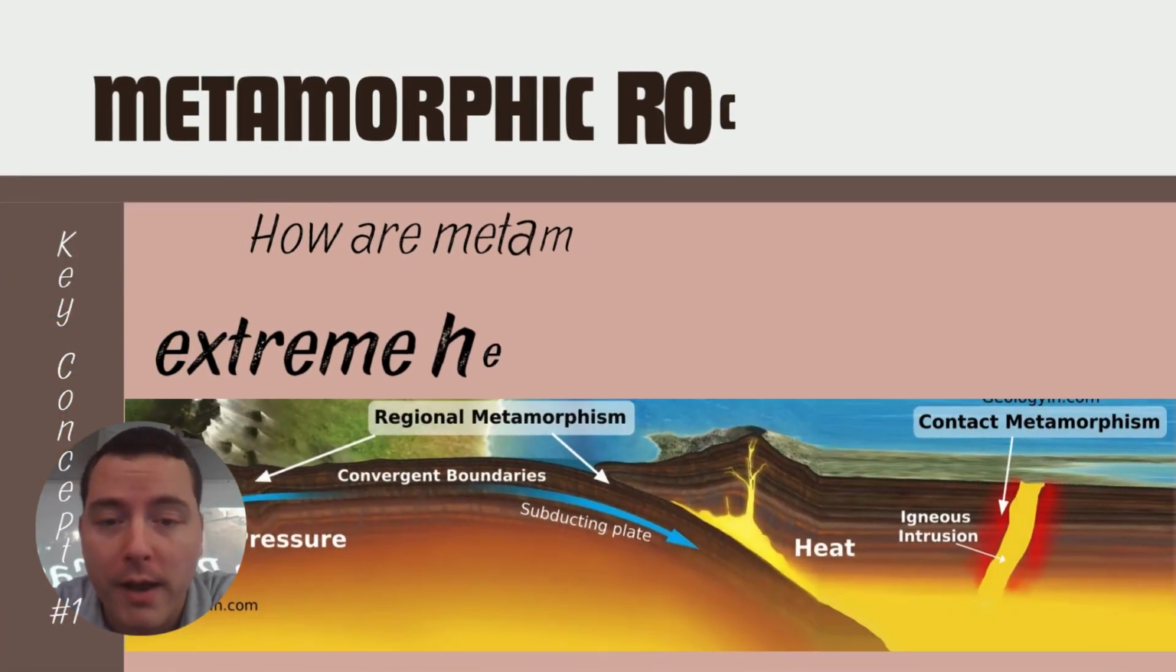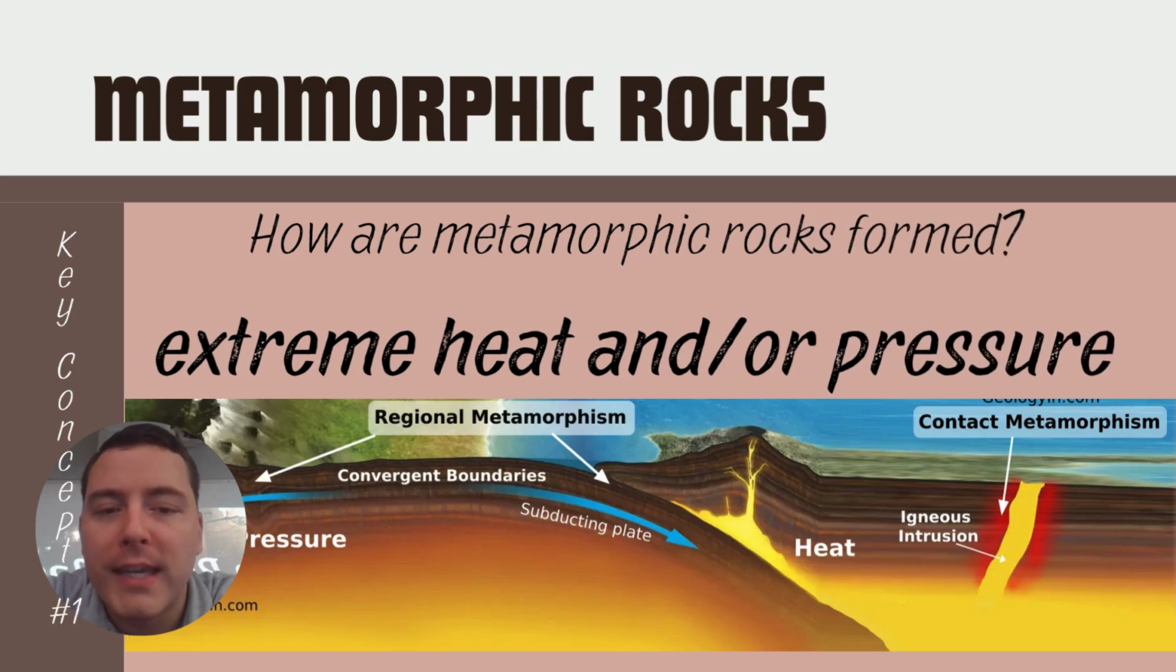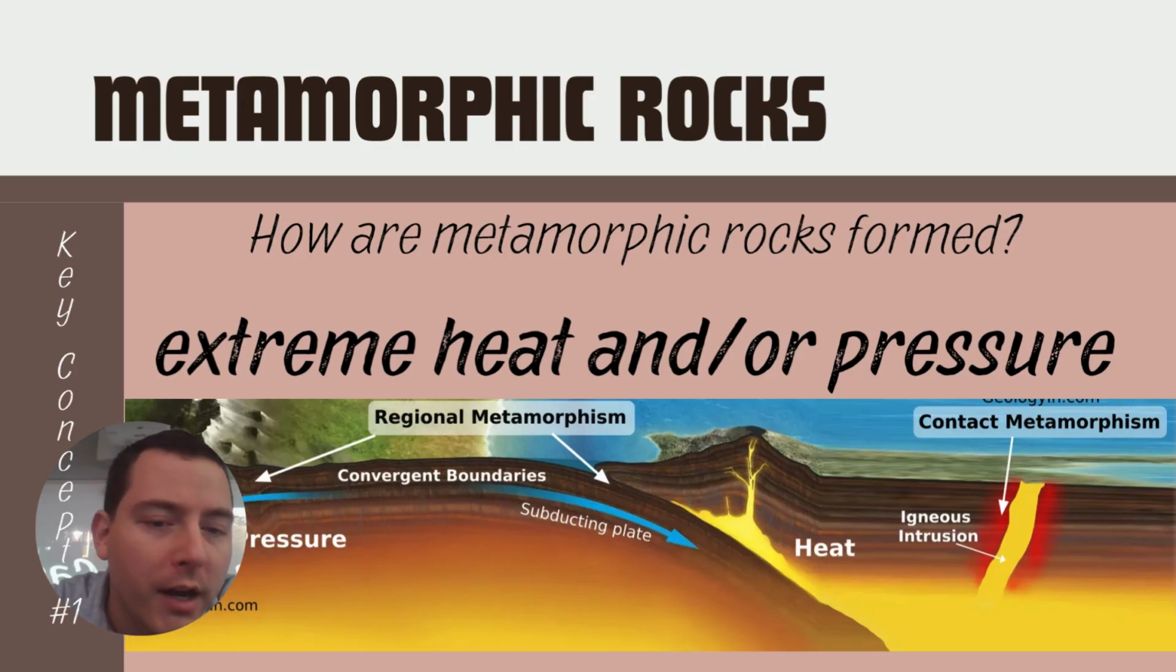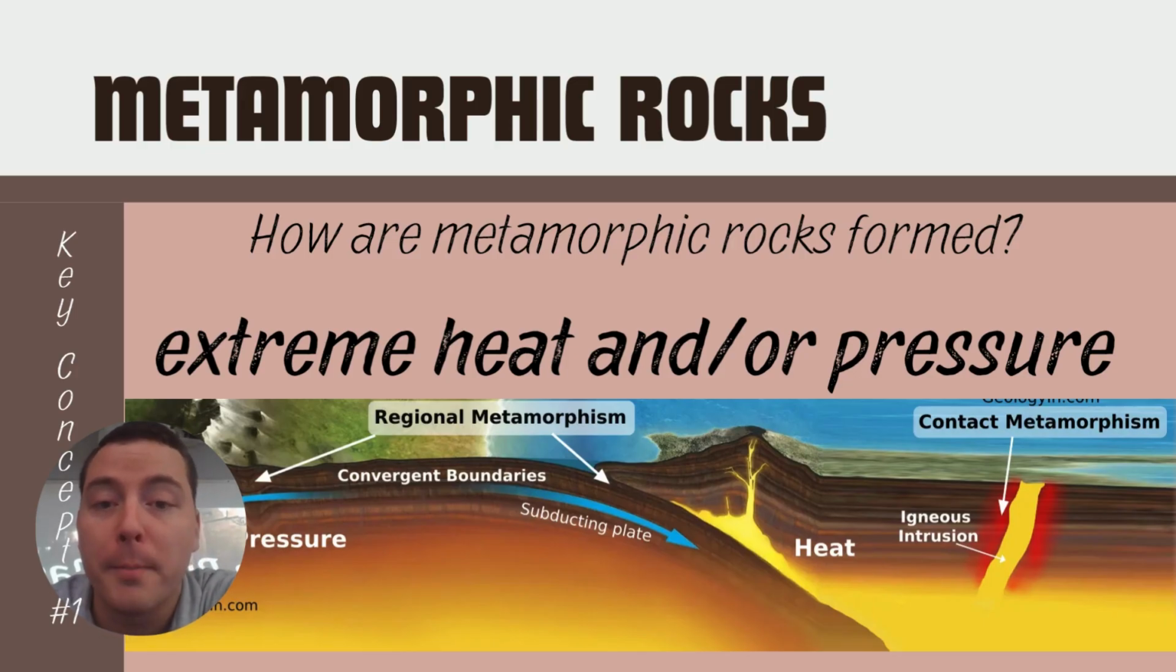Metamorphic rocks form from extreme heat and pressure. So either regional metamorphism, which is where plate boundaries come together, or contact metamorphism, so an igneous intrusion there with heat and pressure. You had igneous rocks, and now we add more heat and pressure, and you made a metamorphic rock.